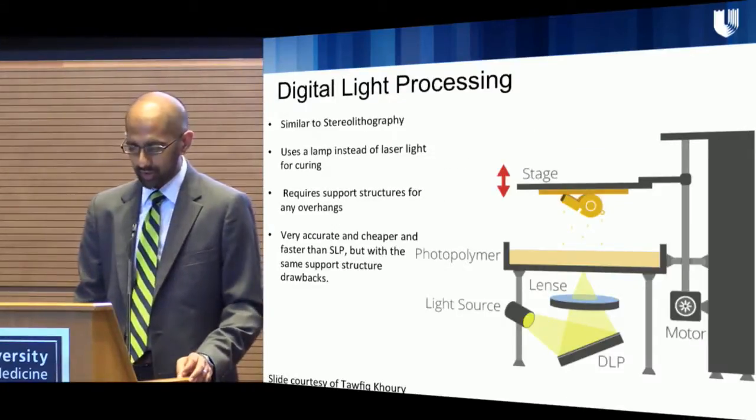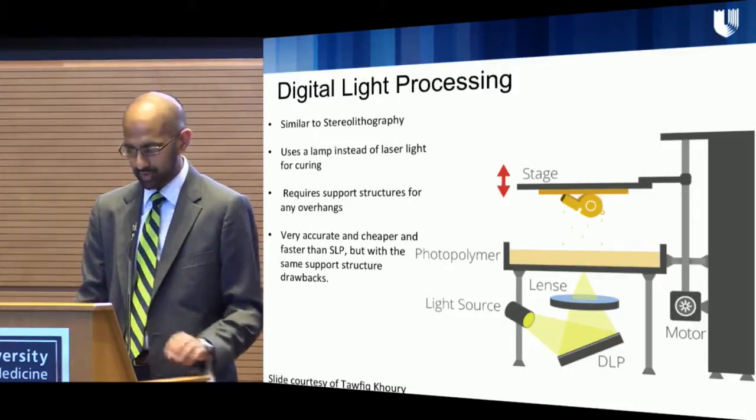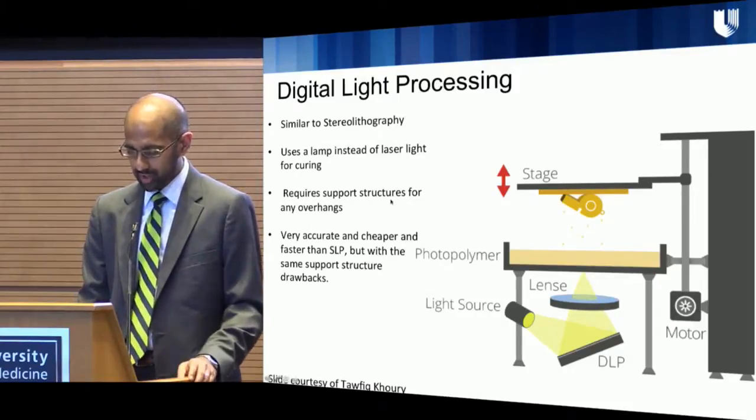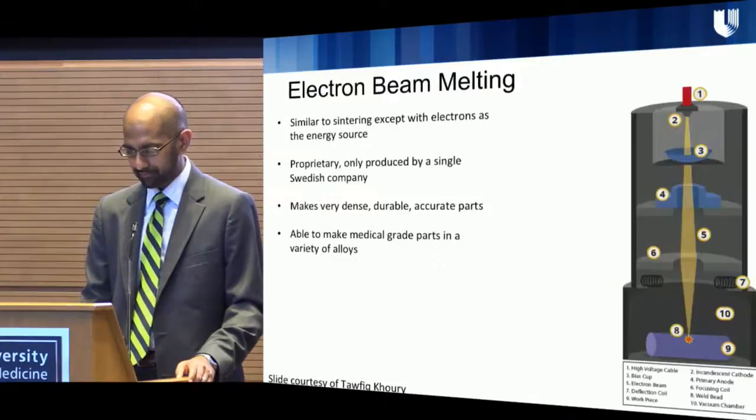Something that's coming to the forefront, DLP, or digital light processing. This is, again, similar to stereolithography, uses a lamp instead of a laser to actually put down the material. And it also requires support structures. It's also very accurate, but somewhat cheaper than stereolithography.